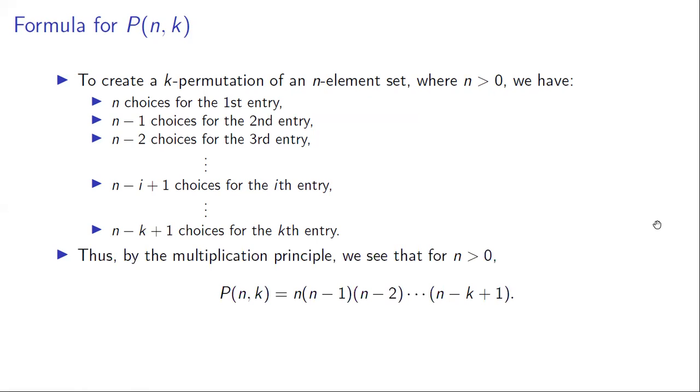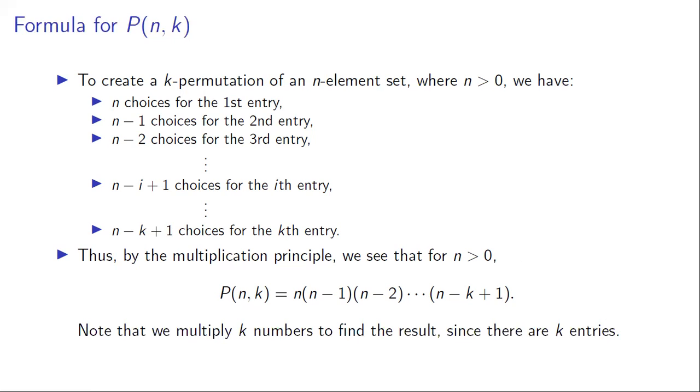Thus, by the multiplication principle, we see that for any n greater than 0, P of n, k. Well, I should have added here that k has to be less than or equal to n. So again, assuming that k is less than or equal to n and n is greater than 0, then P of n, k is equal to n times n-1 times n-2 ... times n-k+1.